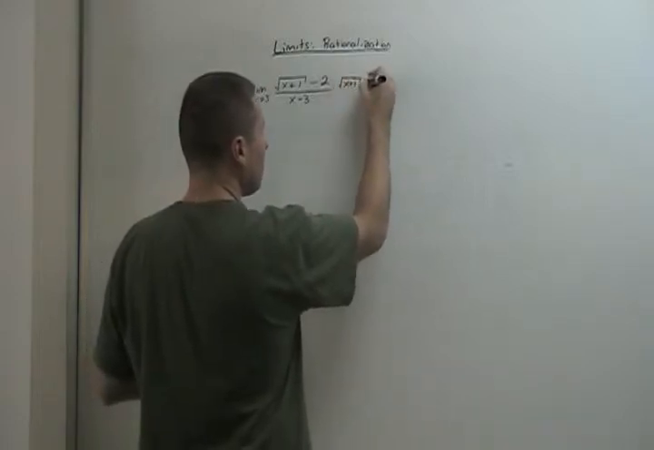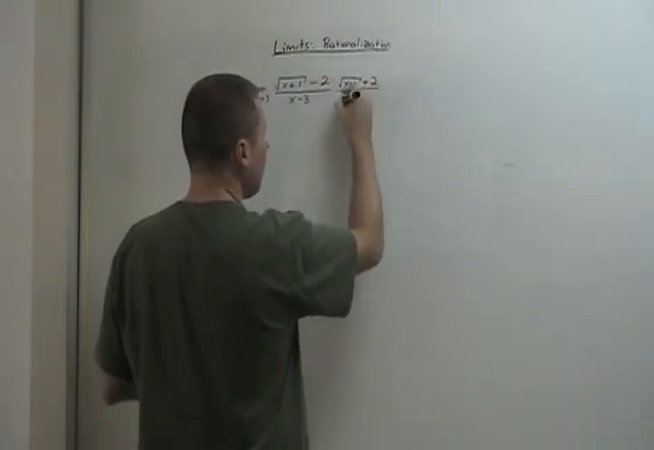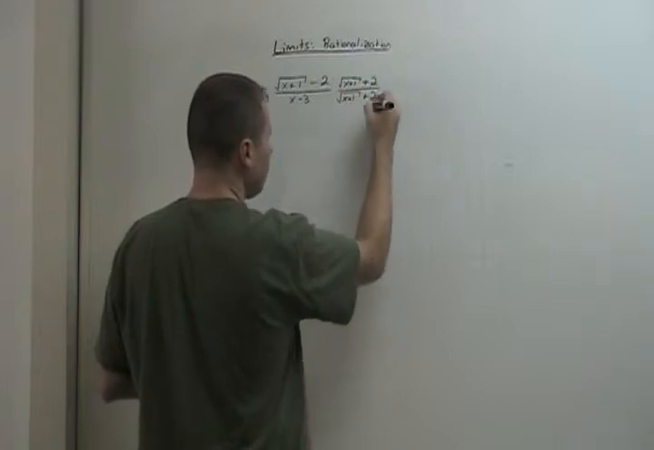So that's what I'm going to do. Square root of x plus 1 plus 2. And what I do to the top, I must do to the bottom. Square root of x plus 1 plus 2.